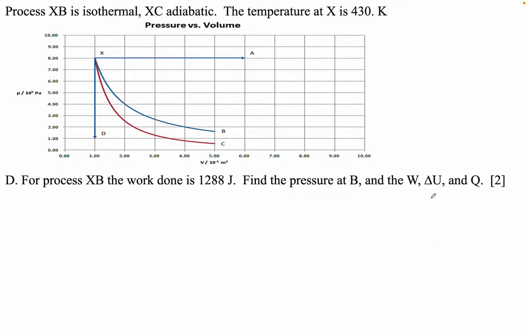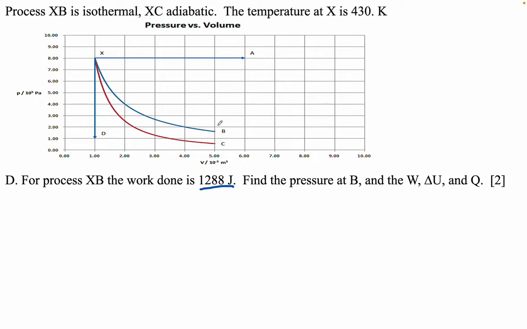All right, so for process XB, the work done is 1,288. Now, if you go on the physics website, when I explain and go through this whole example problem, I actually posted a video on how to do the calculus. This one's actually pretty easy just because it's literally PV equals PV, so it's easy to find the volume. Yeah, I mean, the other ones, for adiabatic isn't that much harder.